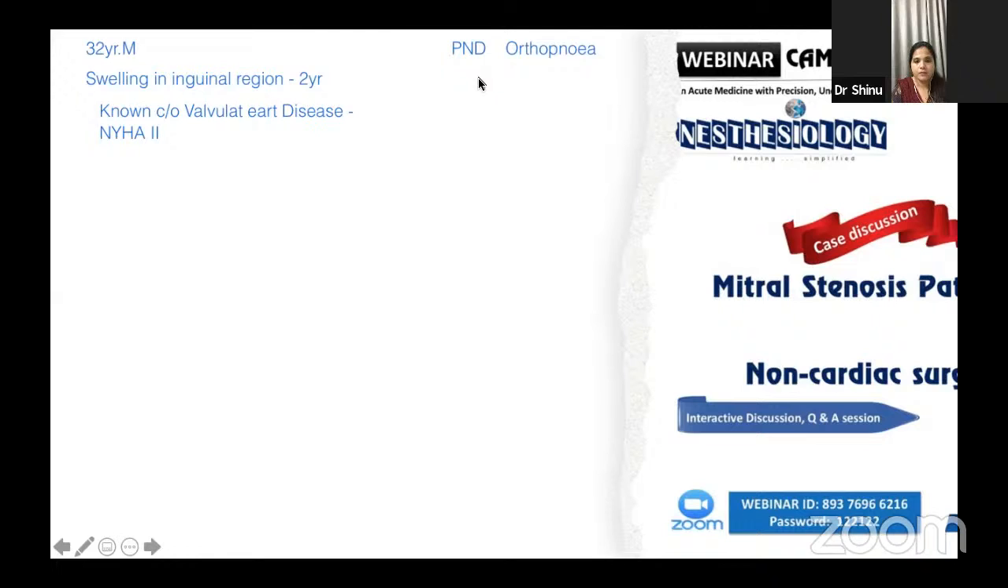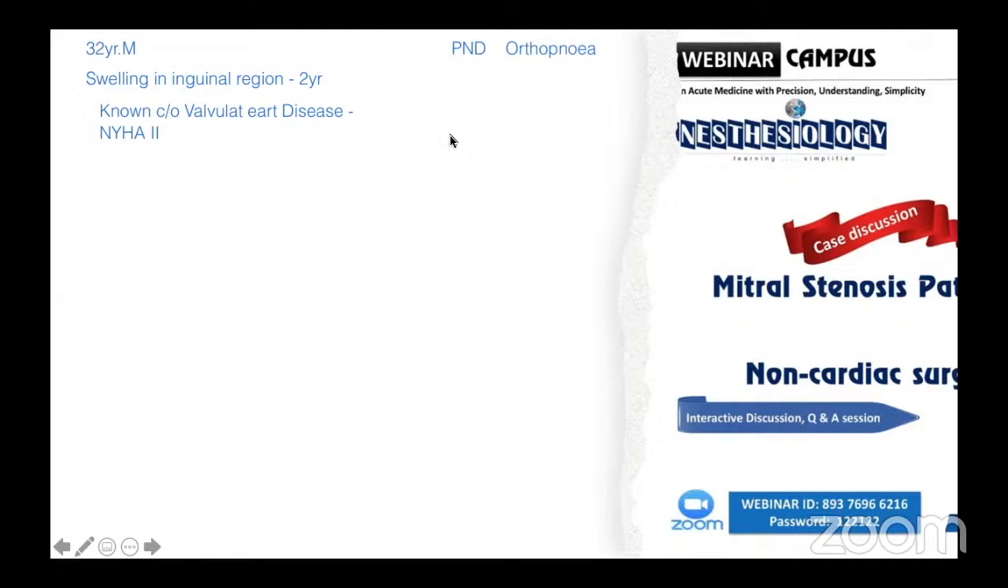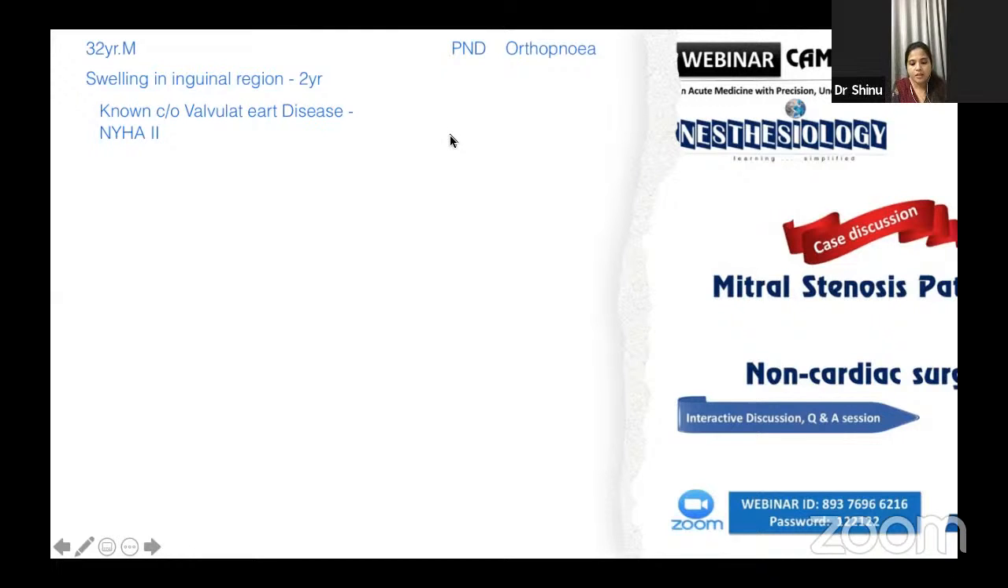Okay. Very good. And now we can proceed to the treatment history. Yes, ma'am. Treatment history: the patient is on a beta blocker, tab metoprolol 25 mg twice daily, and is also taking tab phenoxymethyl penicillin 250 mg twice daily, and there is no history suggestive of any ICU admission.